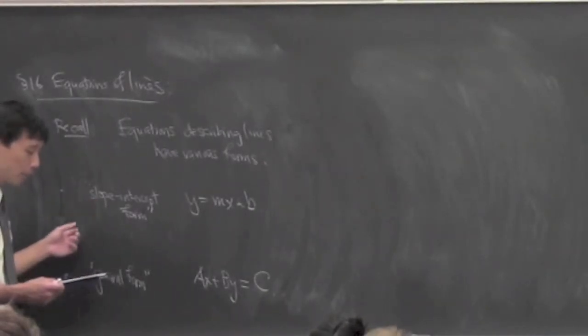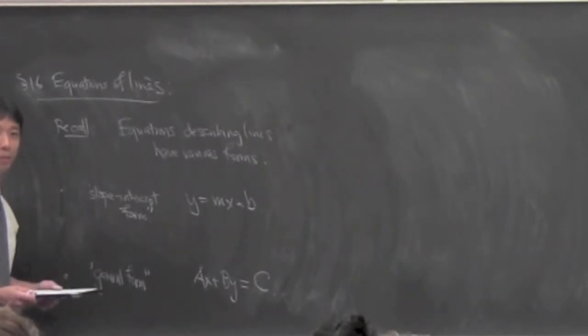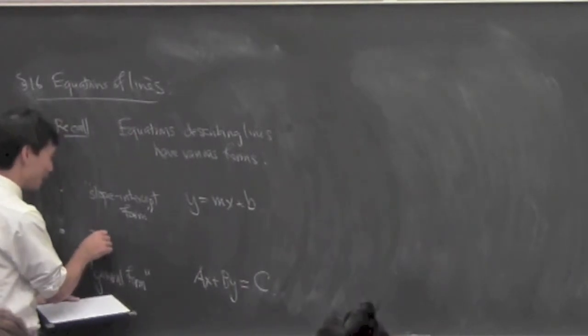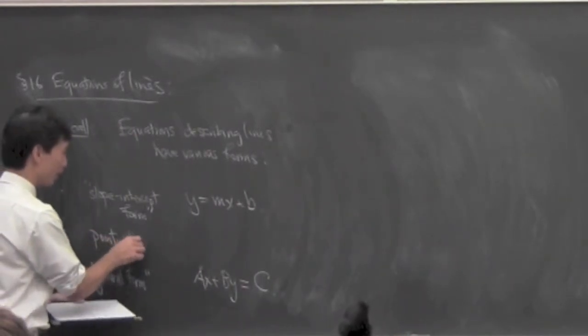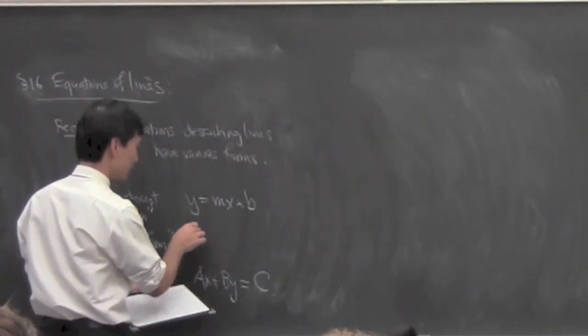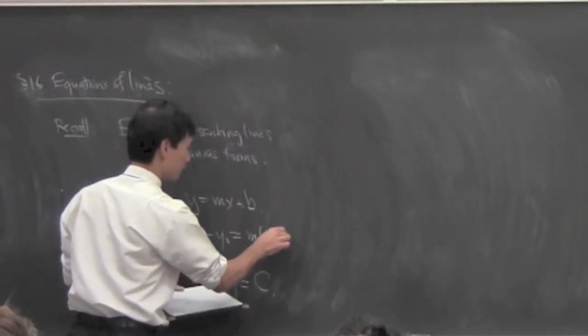Okay. There's another form called the point slope form. Have you ever seen that? Point slope? I think I'm going to say that you all have seen it. Point slope form, which is this: y minus y naught equals m times x minus x naught.